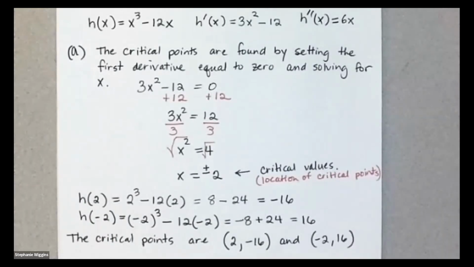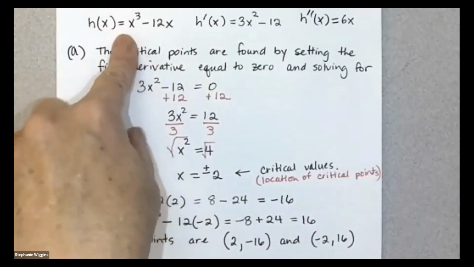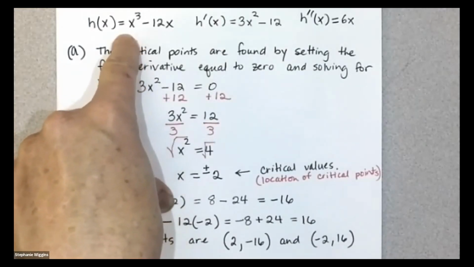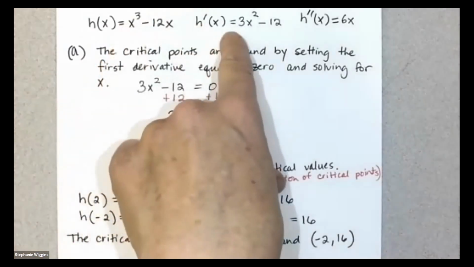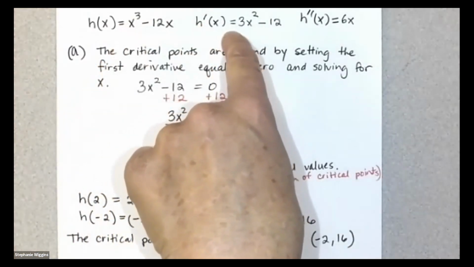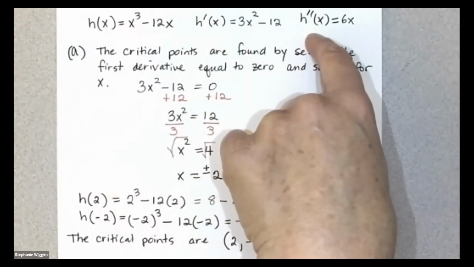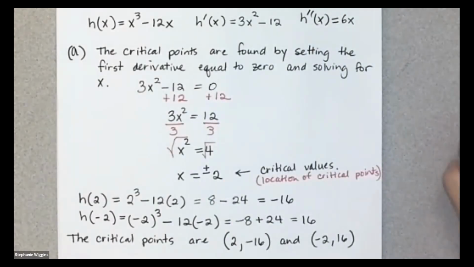Now, one thing that I've experienced is students often get confused about which function they're using, okay? So the original function is always used to find the y values of the points on the curve of the function. The first derivative is used to find the critical values, and the second derivative is used to find inflection points to determine concavity, all right? We're not finished with part A yet.